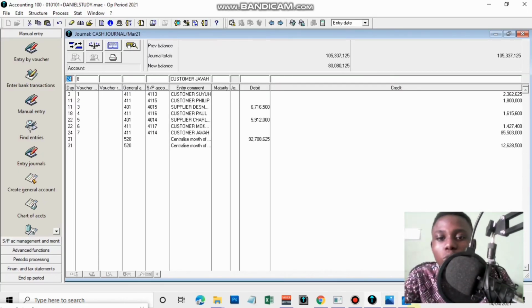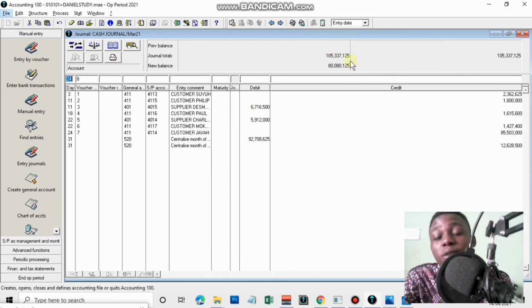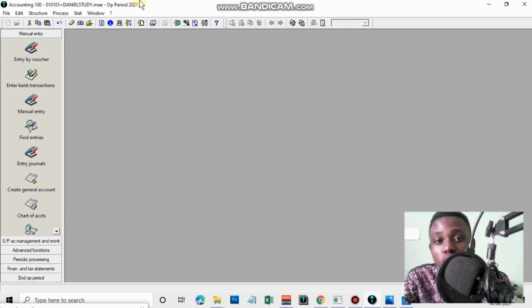All about the cash journal that we are supposed to record. The cash journal doesn't need to balance like the other ones. Cash doesn't need to balance because of the movement of cash: cash is entering, cash is leaving, so the customer can also pay the same amount as the suppliers. That's why you're seeing here that there is still a new balance of 80 million or something. When we close here, it's not going to stay. The customer is not by force that you need to balance.